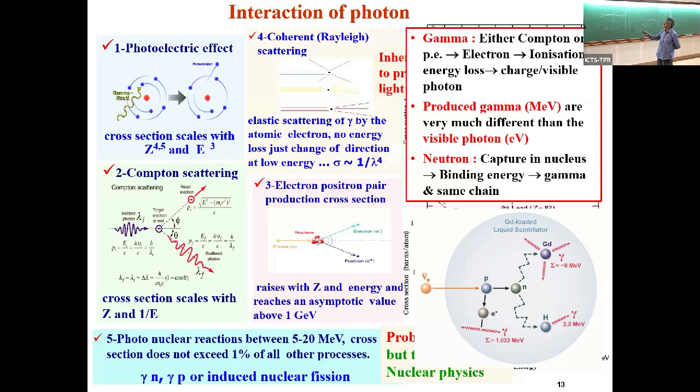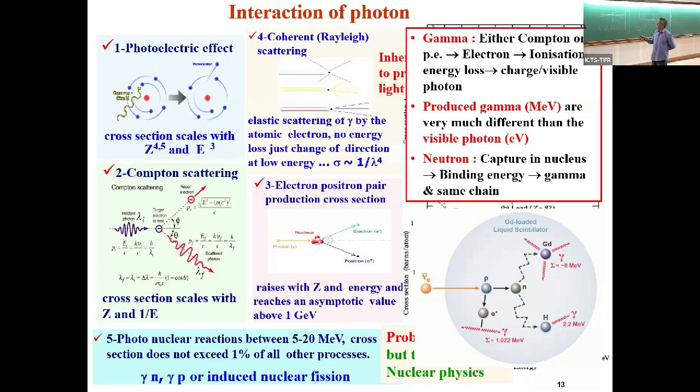These are very different from the visible photons you observe in eV. The gamma produced in this interaction is of MeV order, while what we see, the visible photon, has an energy of 2 to 3 electron volts. So these are completely different electromagnetic waves.